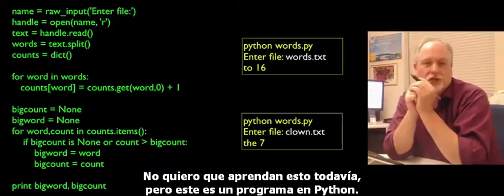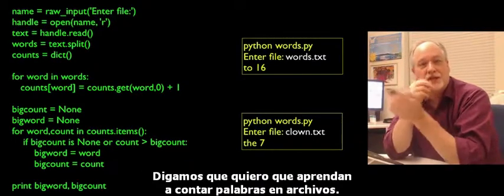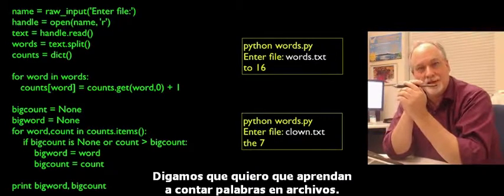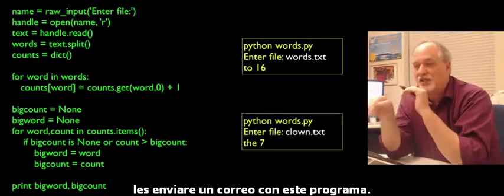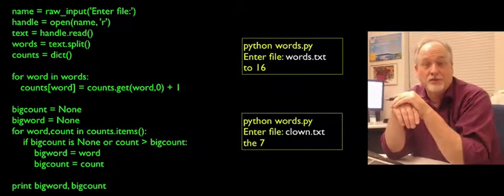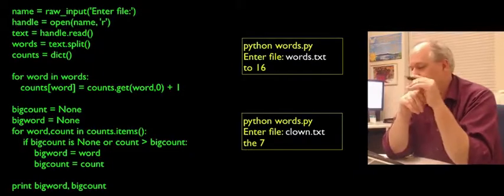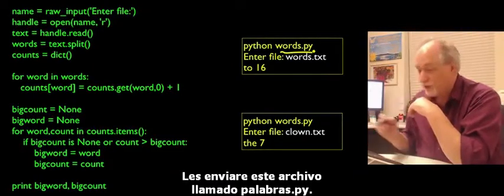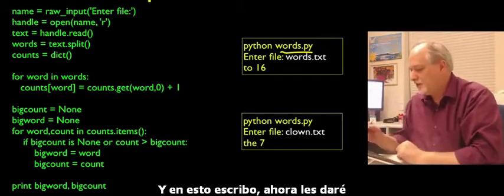So I don't want you to learn this right now, but this is a Python program. Let's say that I wanted to let you count words in files. Okay? I say, hey, I know how to program Python. I'll send you an email, and I'll send you this program. Just stick it into Python, and it'll count words for you. Right? You got 1 million words, 1 million lines in a file. You want to find the most common word. And so here we go. So I will send you this file called words.py. I spend a little time. It's a friendly gift to you. And this is what I type in.